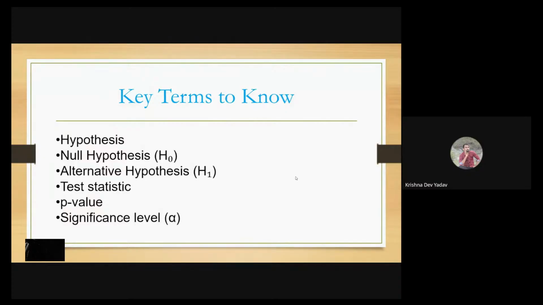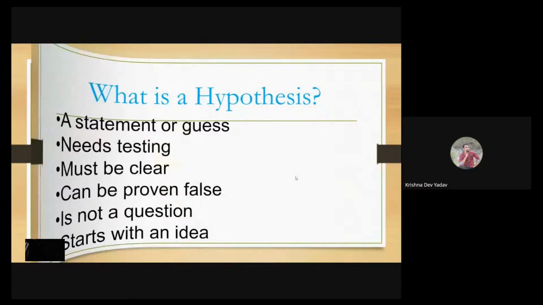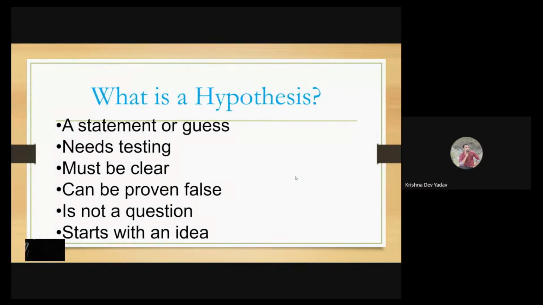Test statistic is the value we calculate. The p-value tells us how rare our result is. And the significance level is denoted by alpha, and it is the chance of a decision mistake. That is what a hypothesis is.